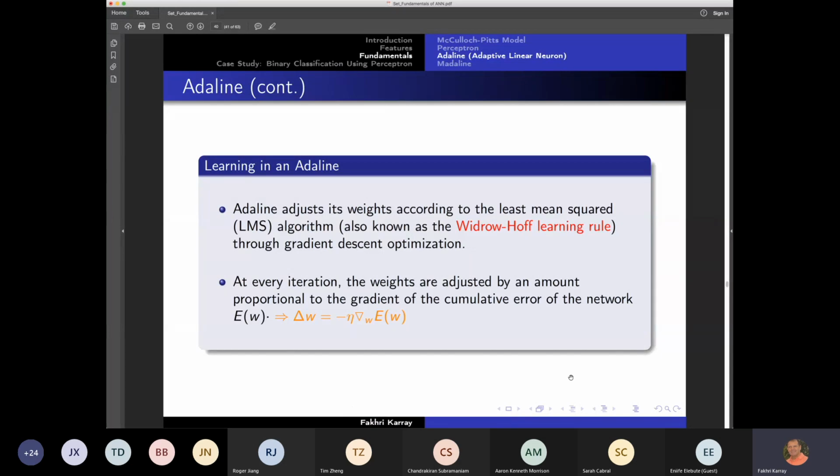So I would like you to remember this one, similar to what I want you to remember about the optimization and the perceptron theorem: learning the Adaline. The Adaline is an improved version of the perceptron.